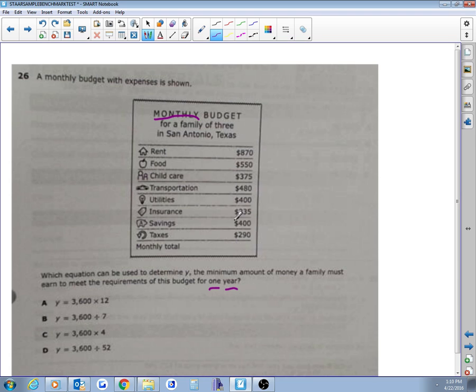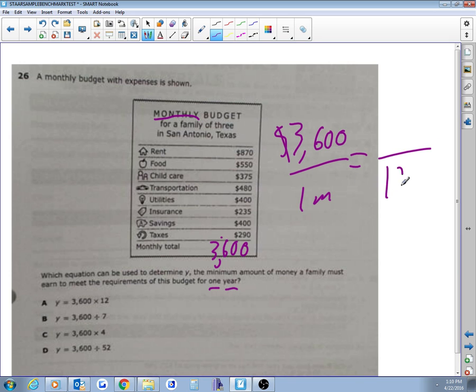If you add all these up, you'd get $3,600. So that's the budget for 1 month. We have $3,600 for 1 month, and we're looking for 1 year. There are 12 months in a year. So $3,600 times 12 will give us our amount for 1 year.